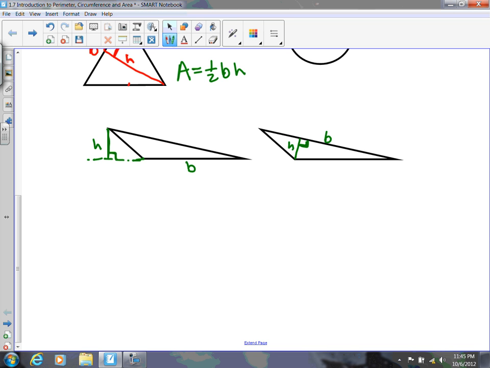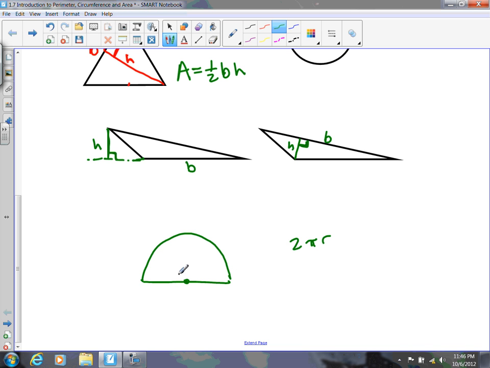For example, if I wanted to find the perimeter of a semicircle, how would I find it? I'd have to take the circumference 2 pi r, and then this part would be 2 pi r divided by 2 because I'm missing the other half.